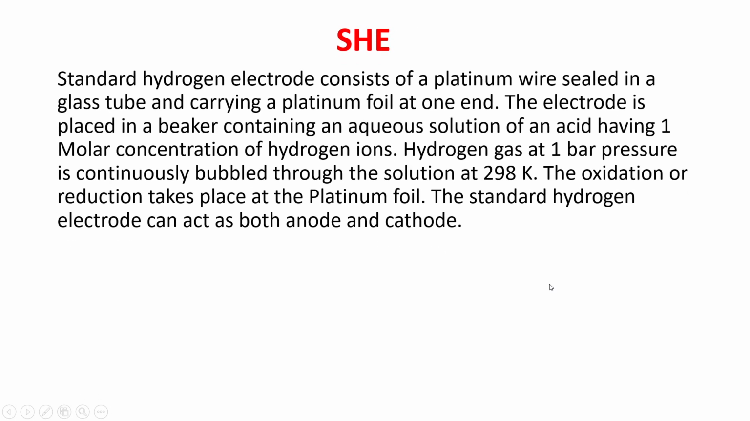So what is a standard hydrogen electrode? A standard hydrogen electrode consists of a platinum wire, which is sealed in a glass tube.